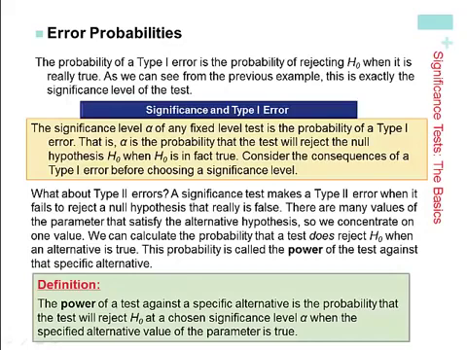The definition of power: the power of a test against a specific alternative is the probability that the test will reject the null hypothesis at a chosen significance level alpha when the specified alternative value of the parameter is true. Power, therefore, is a good thing. It is the probability that we will reject the null hypothesis when in fact some alternative value is true. For a good significance test, we want the power to be at least 80%, or 0.80 as a proportion.